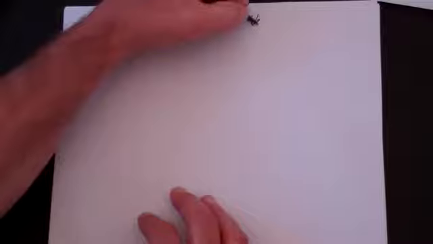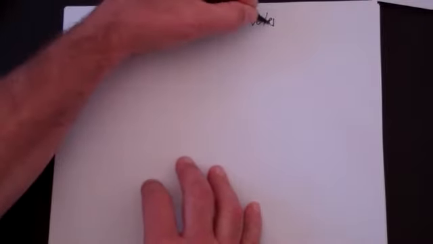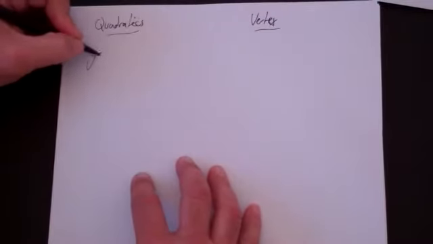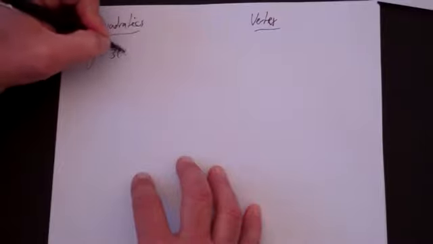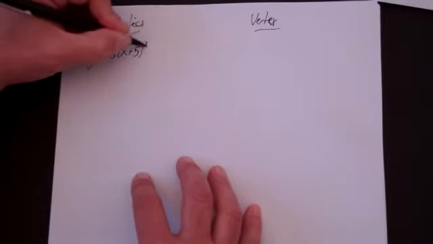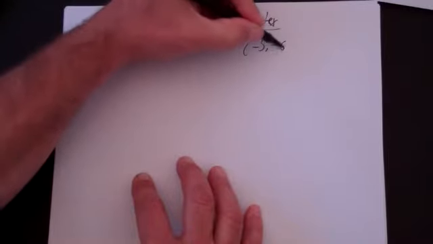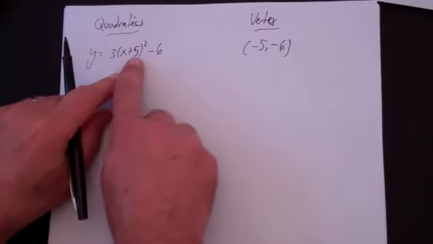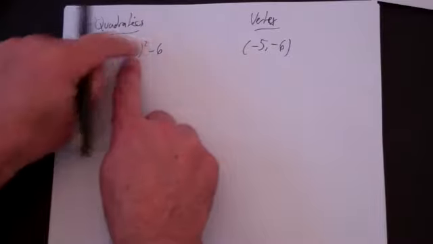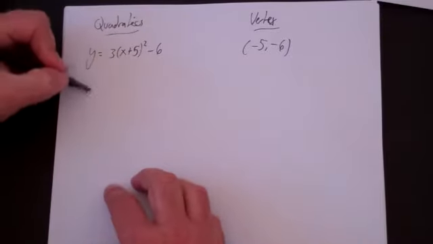Actually, the easiest way to do this problem is I'm going to give you a series of functions or quadratics, and you're going to tell me what the vertex is. So the first one, y is equal to 3(x plus 5) squared minus 6. The vertex is (minus 5, minus 6). The 5 changes signs and the 6 doesn't, because the 5 is inside the function and the 6 is not.